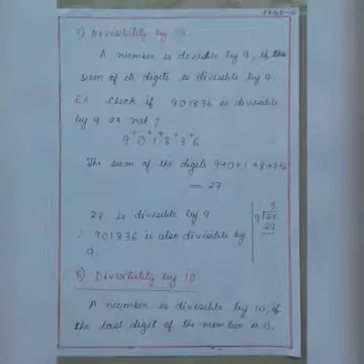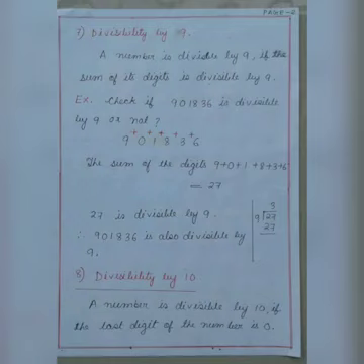Now number 7, divisibility by 9. A number is divisible by 9 if the sum of its digits is divisible by 9. So it is the same as we have done to check the divisibility of 3. What did we do? We add all the digits. If the sum is divisible by 9, then the whole number is divisible by 9.